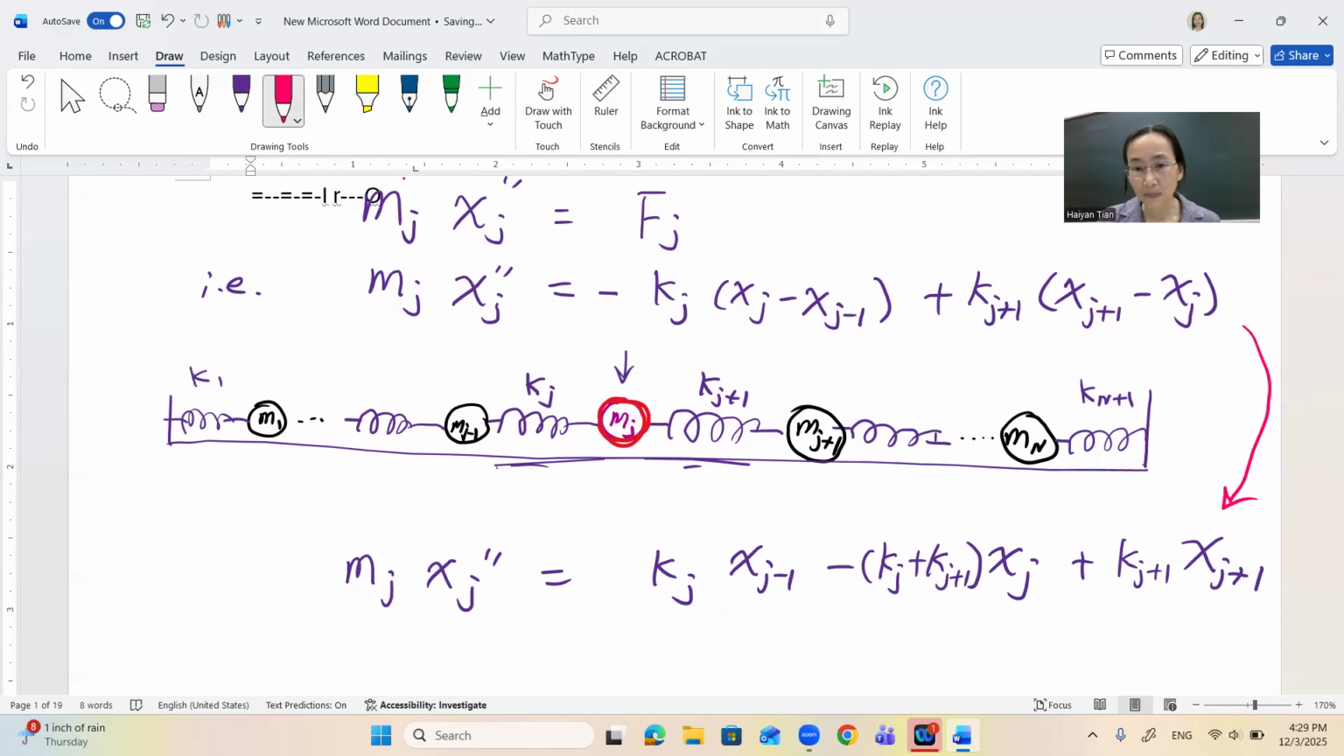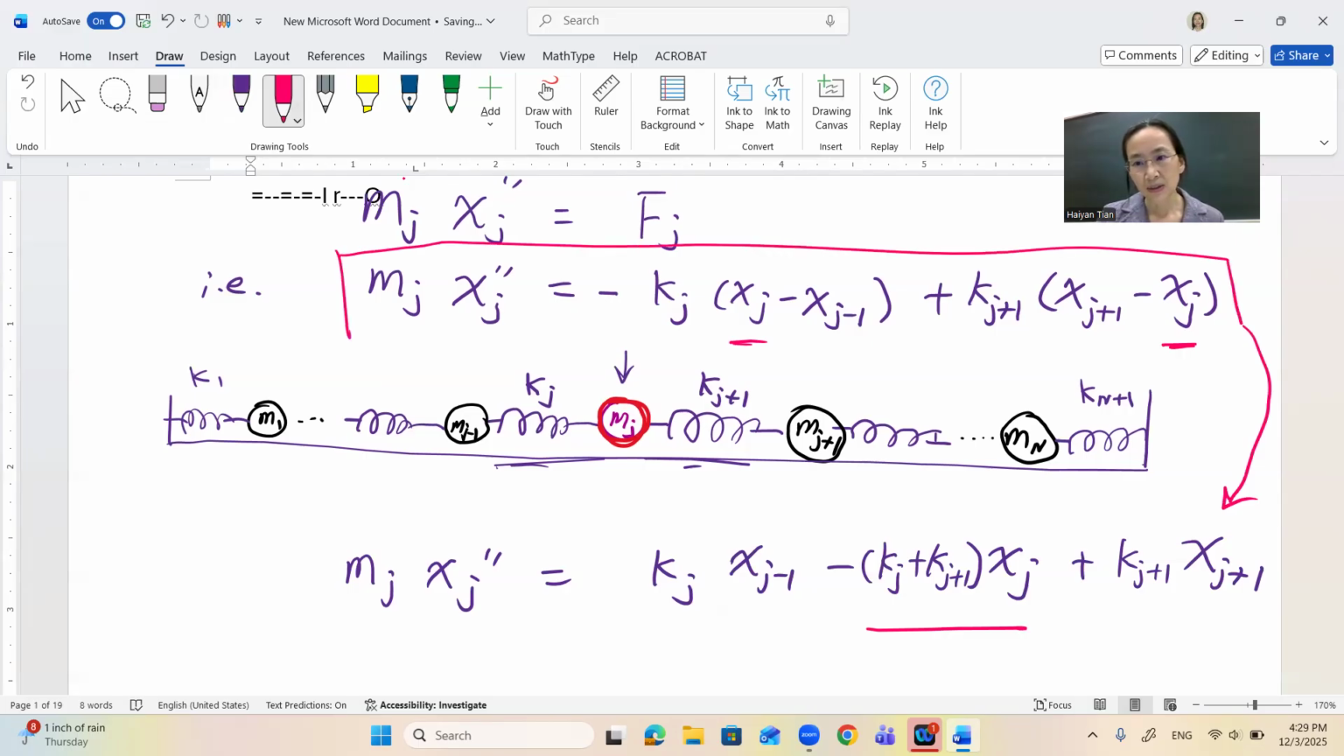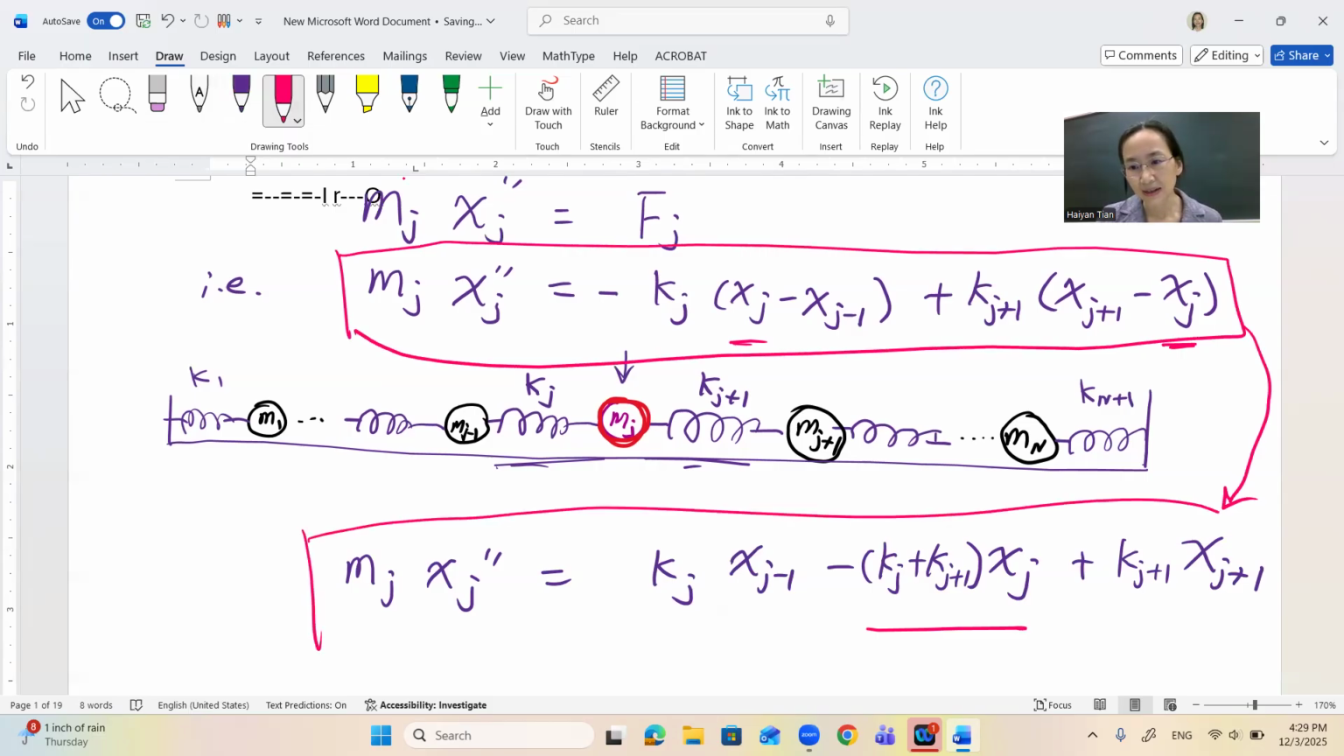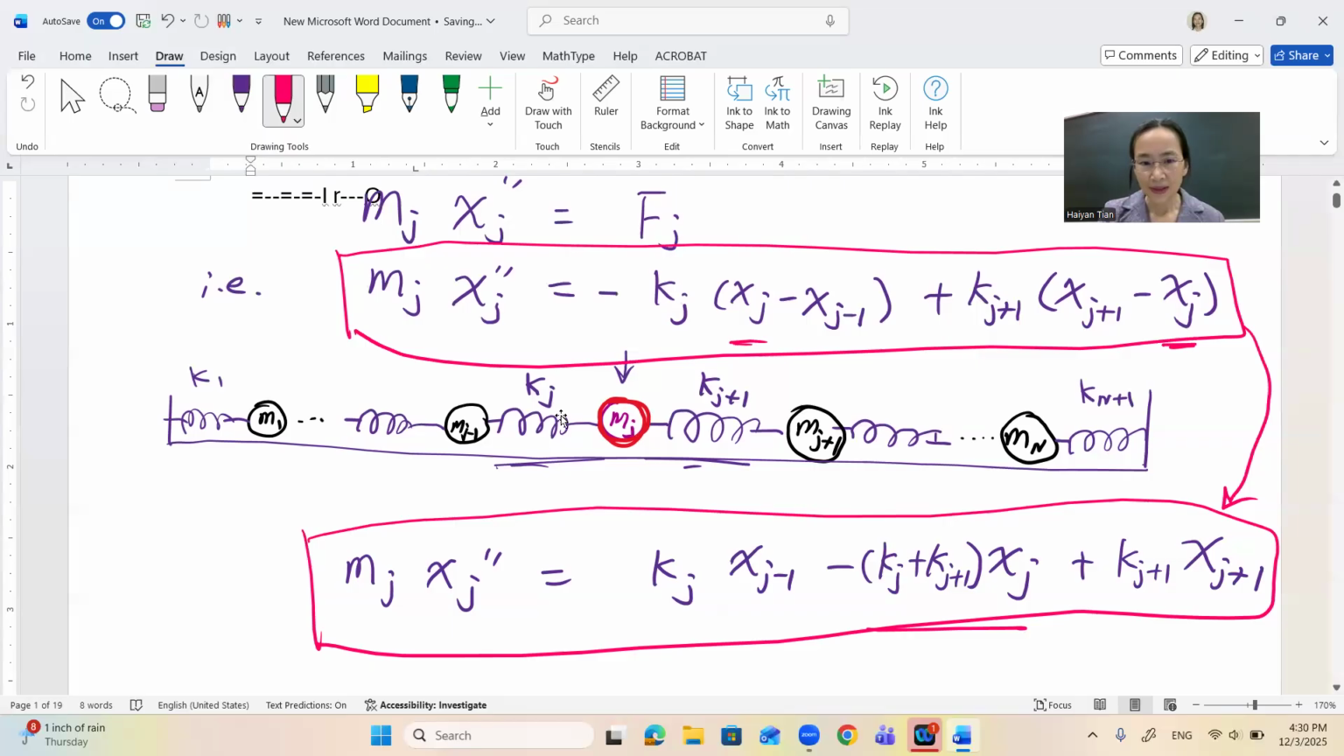It is just like combining like terms. So you see the xj terms, and these two terms can be combined. And this equation is written nicely into this form. We can see each equation involves three displacements, including the displacement of the jth body itself.